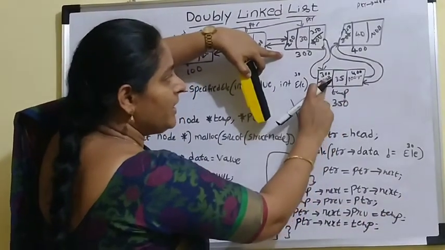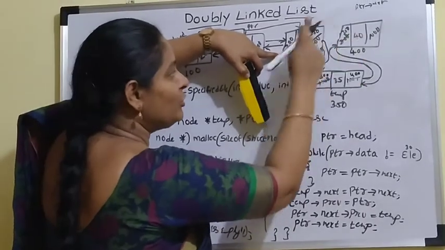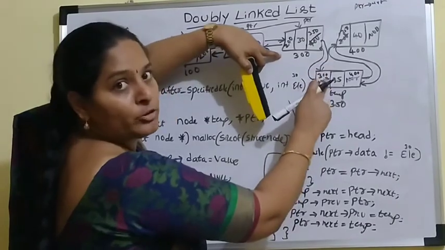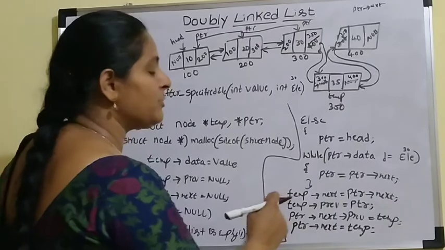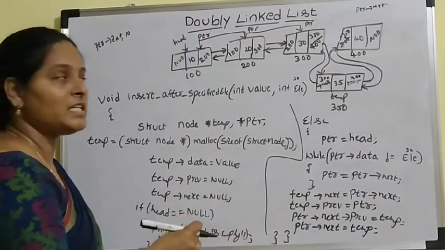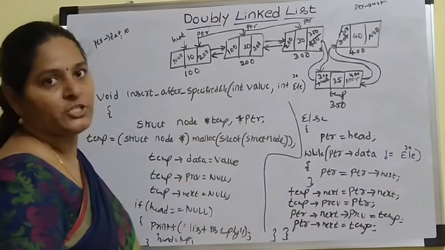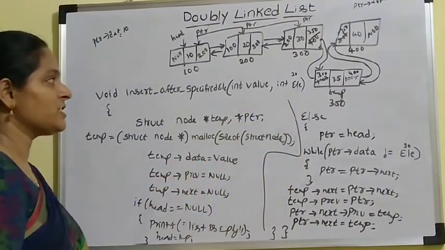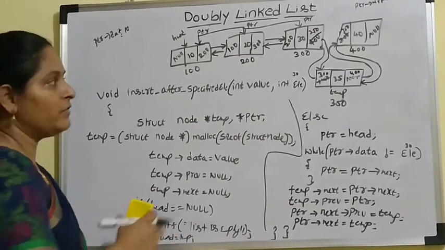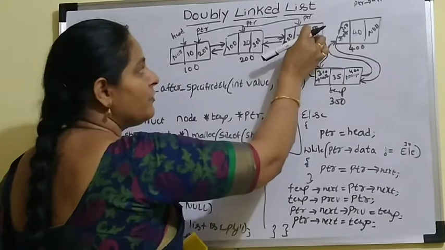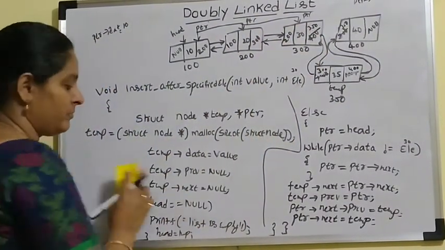Then in the PTR next part, we should replace the 40 node address with the temp node, so PTR next equal to temp. So these are the 4 statements for inserting a node between 2 nodes, or after a specified location. This is the way to insert a node after a specified element. Now we are placing temp after element 30. This is the code.